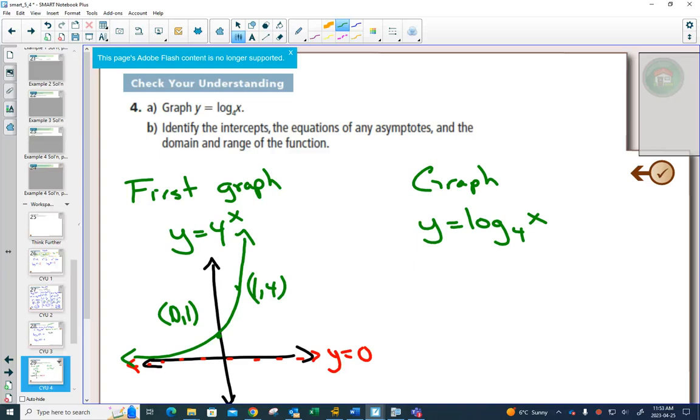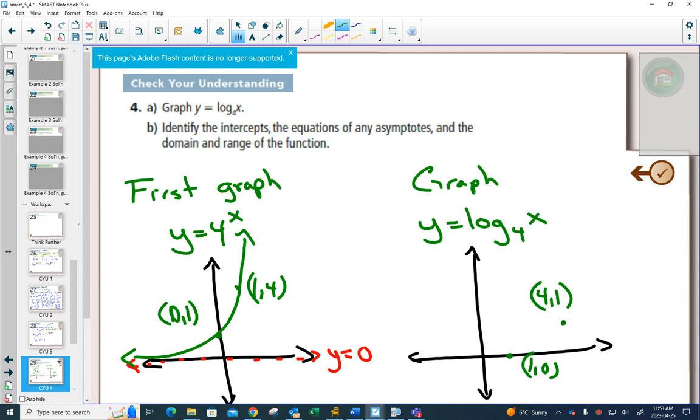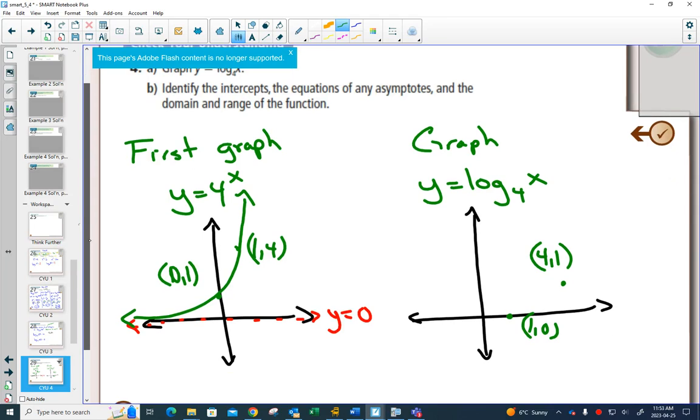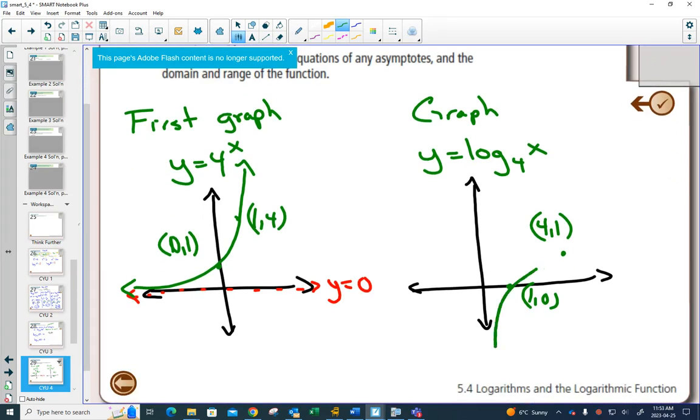So if I want to graph log base 4 of x, I'm going to have 1, 0 instead of 0, 1. And instead of 1, 4, I'm going to have 4, 1. And instead of an asymptote at y equals 0, the x and y switch there as well, we have x equals 0.